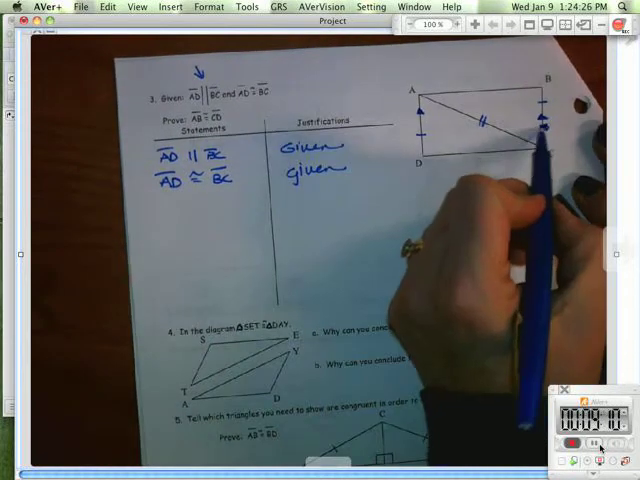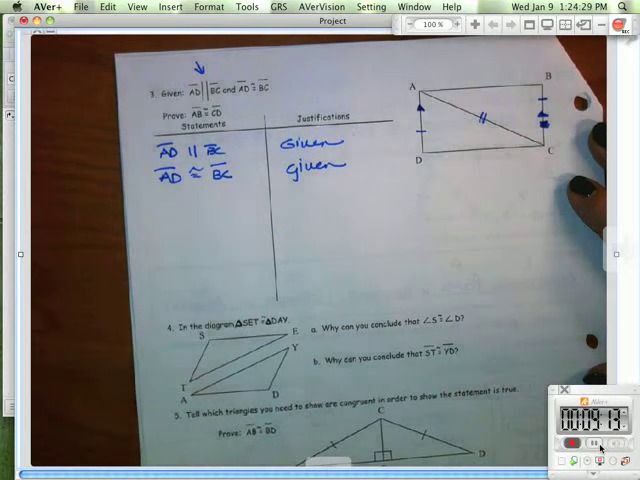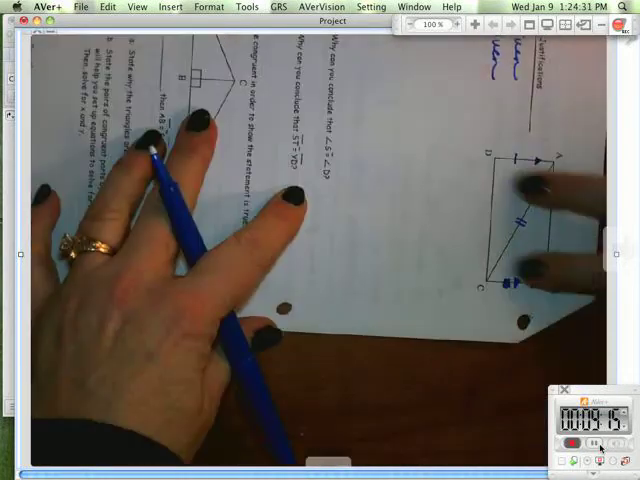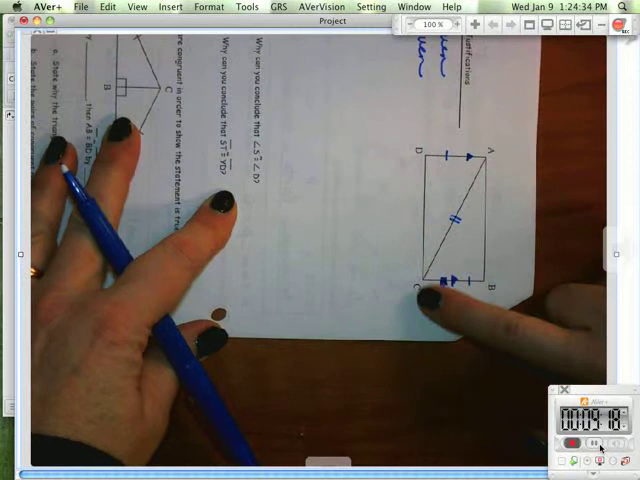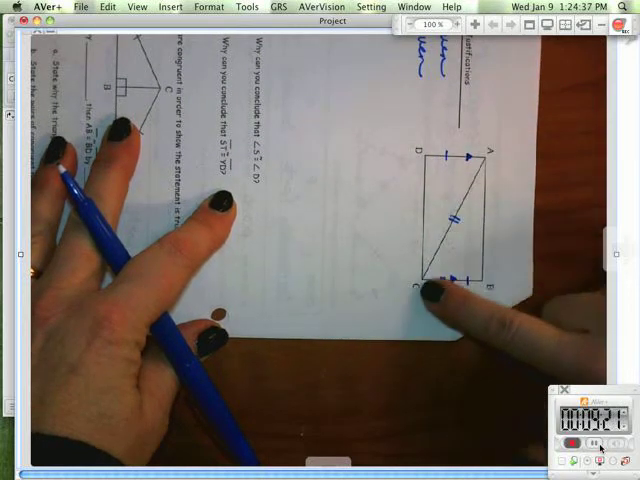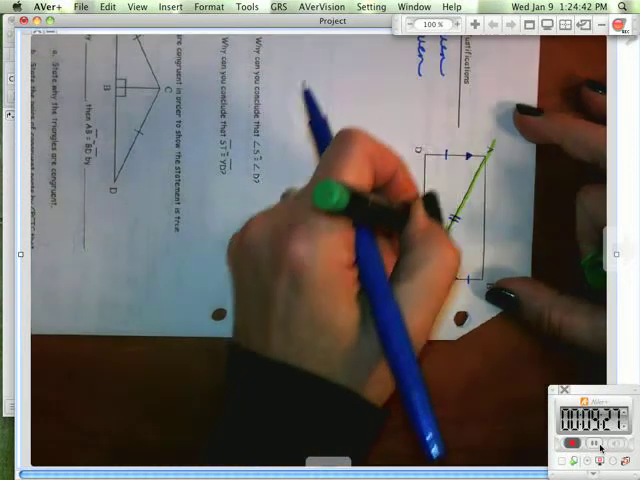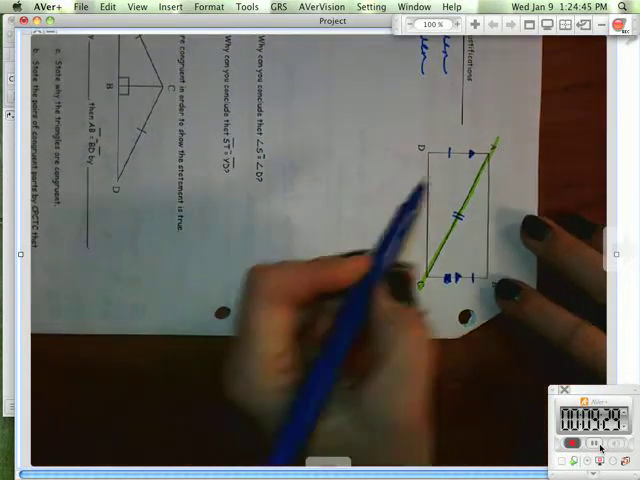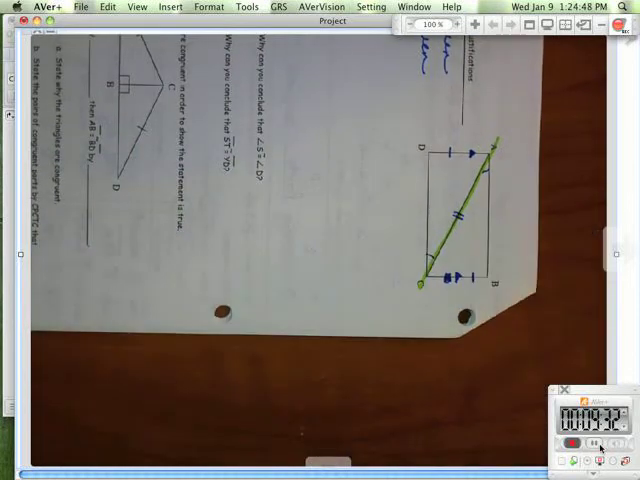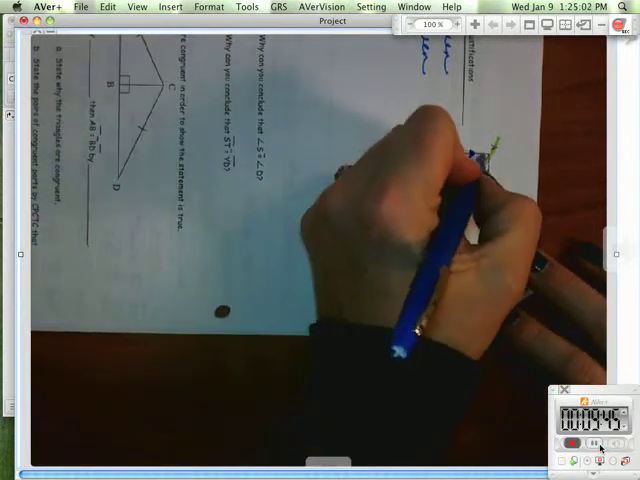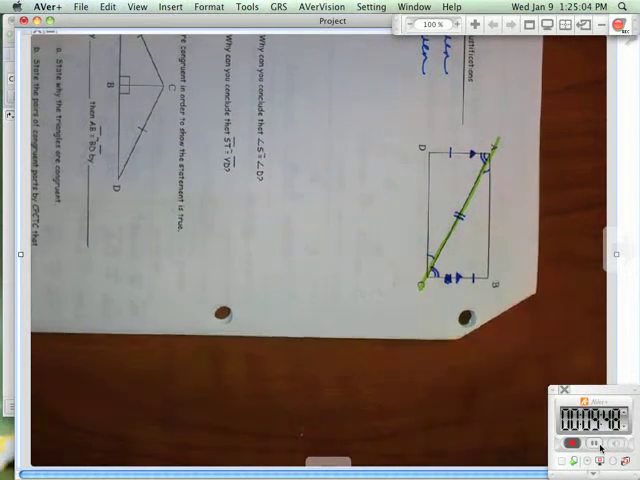Okay, now, look, because these are parallel lines, and this is the transversal that cuts those parallel lines, can I say that these angles are congruent? How come? Alternate interior angles. Isn't that cool? However, I have another pair of alternate interior angles. Okay, those are also congruent. Well, wouldn't they be?